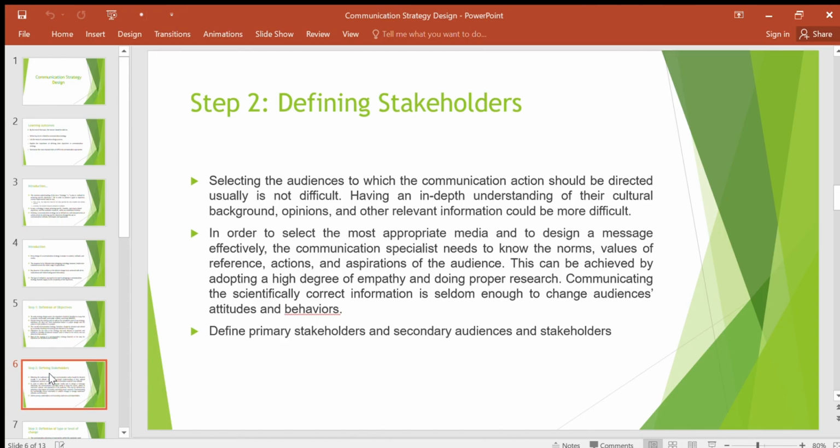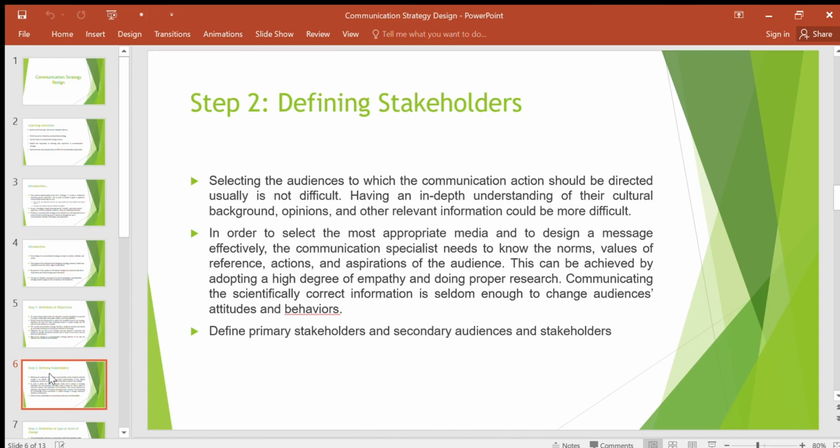Because each and every person has their own opinions, and each and every person, let us not forget, is entitled to his or her own opinion. In order to select the most appropriate media to design a message effectively, the communication specialist needs to know the norms, values of reference, actions, and aspirations of the audience.